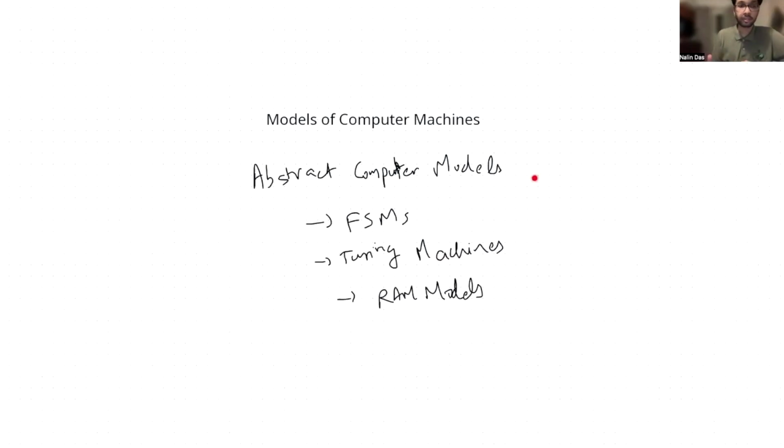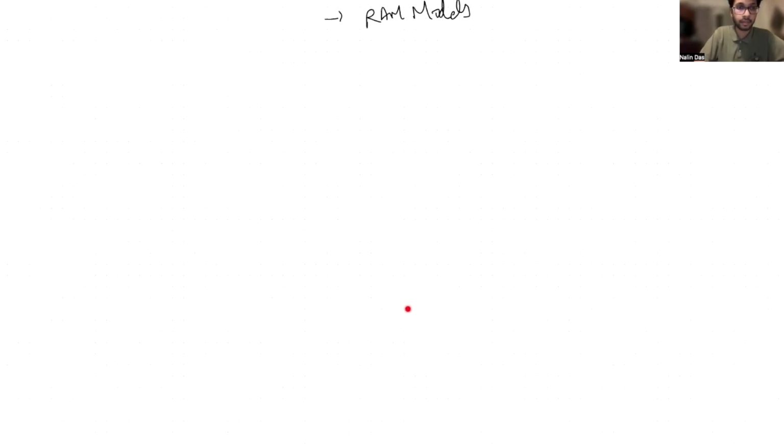To understand computers, we use simplified models like FSMs, Turing machines, and RAM models. A Turing machine is an abstract computer that can compute anything, given enough time and memory. It's like a super smart robot that can solve any math problem, but it might take a while.